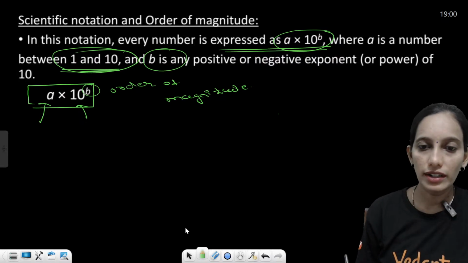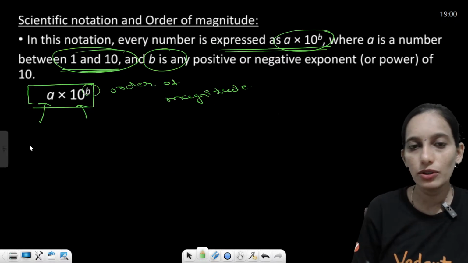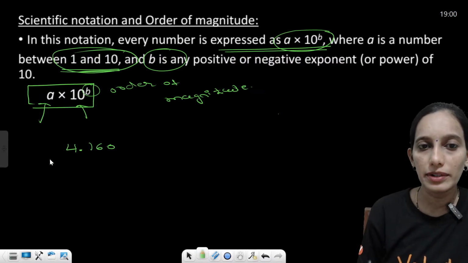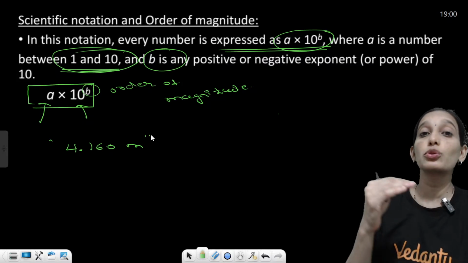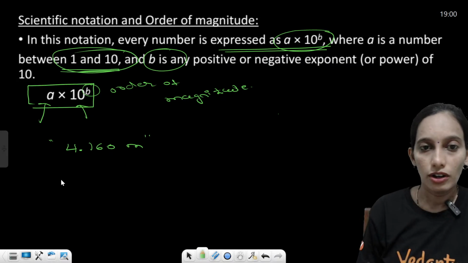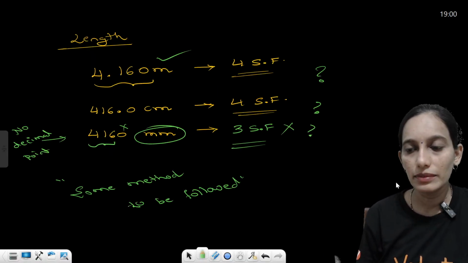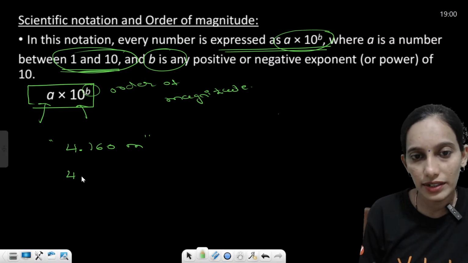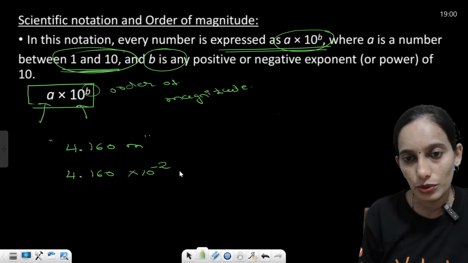Okay, a is a number between 1 to 10 and b is any positive or negative exponent depending on the situation. Now, taking the previous example, there we had 4.160. So this is a fully measured value. I don't have to do anything to this, I have measured 4.160 in meters. So this comes only with respect to measured values. The problem comes when I try to write it in millimeters.